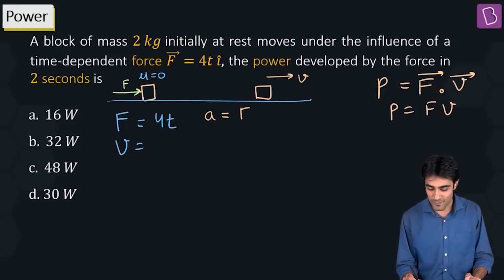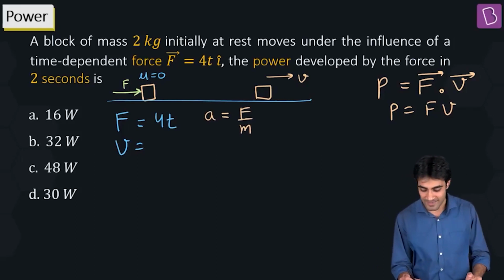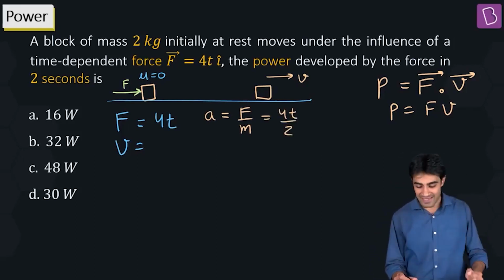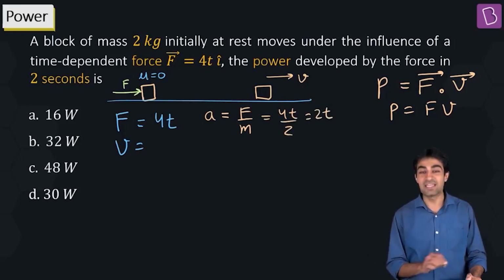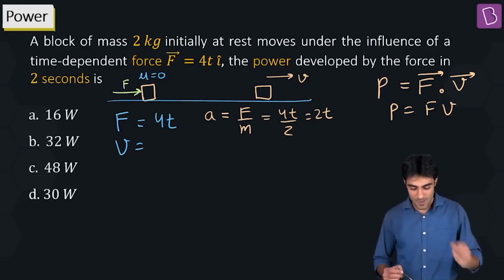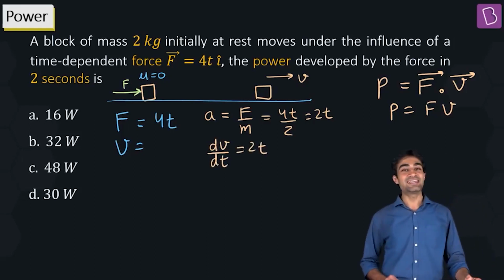Acceleration is simply force divided by mass, isn't that? Now, what is force? Force is 4t. And what is mass? Mass is 2. Oh, so we get acceleration as 2t. We got acceleration as a function of time. Great. Now, we can just simply say that a is nothing but dv by dt. And this is equal to 2t.